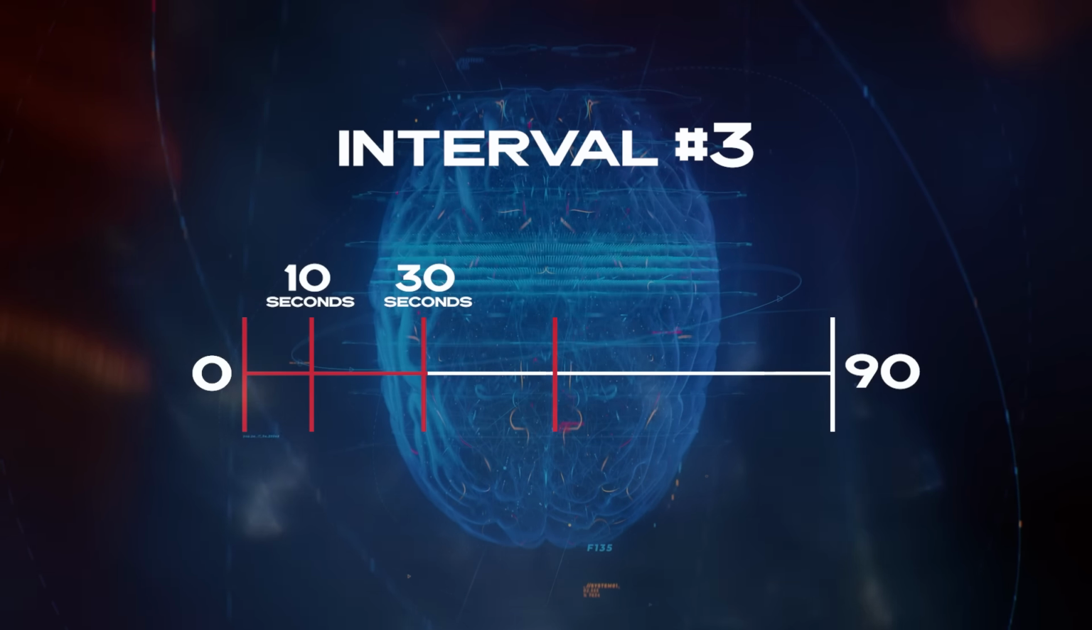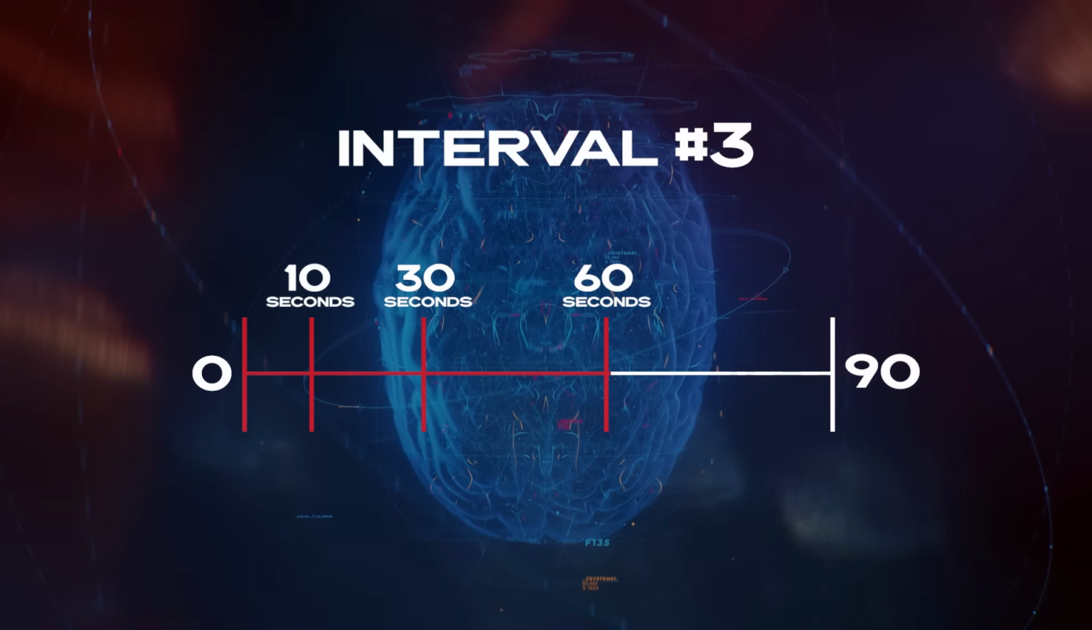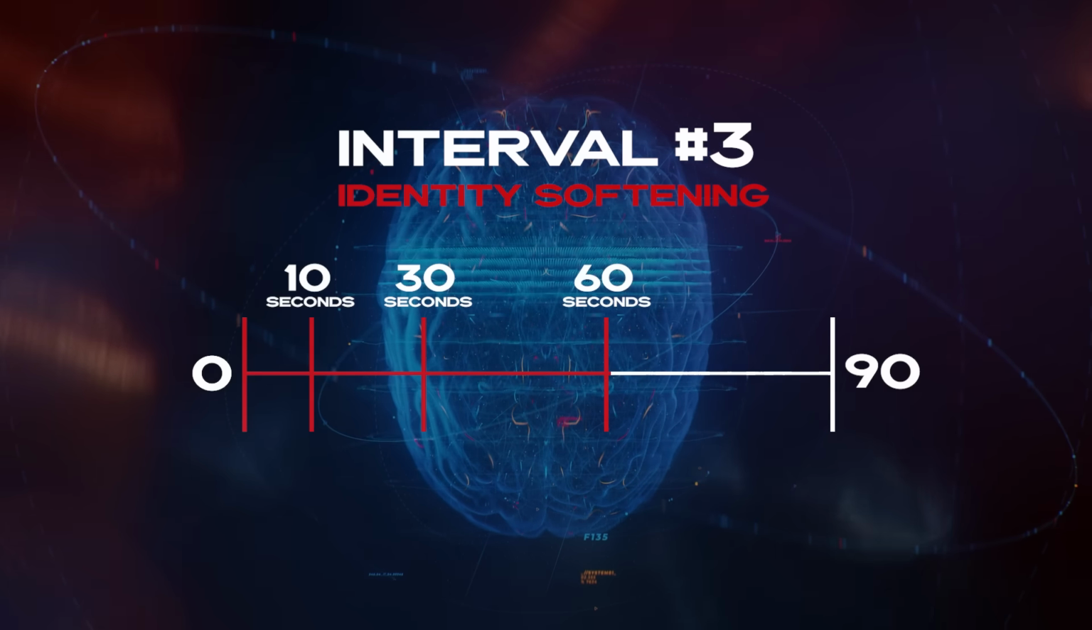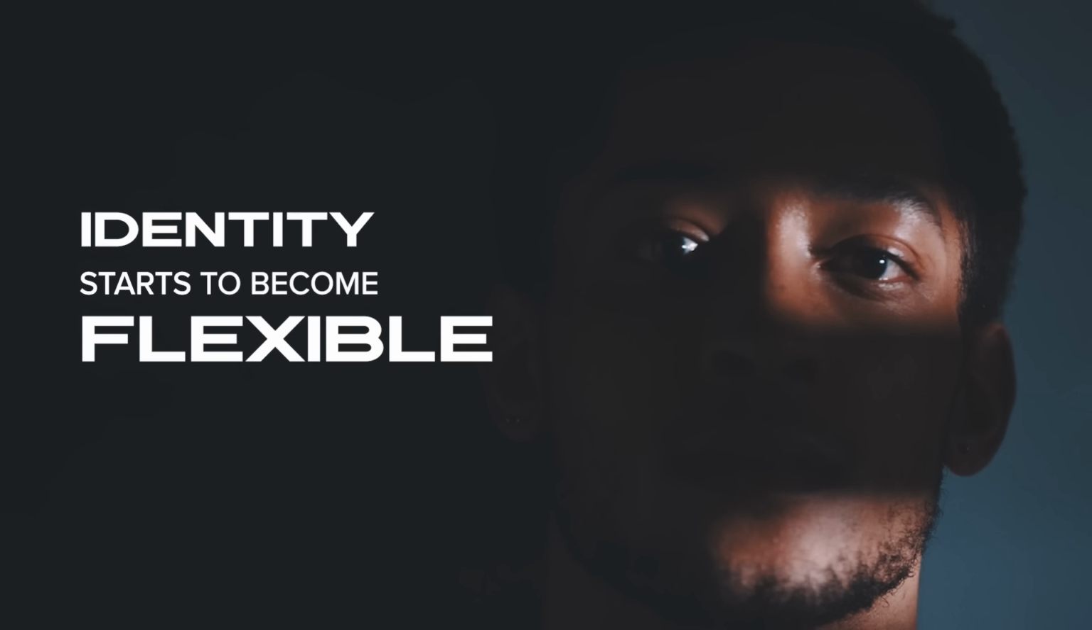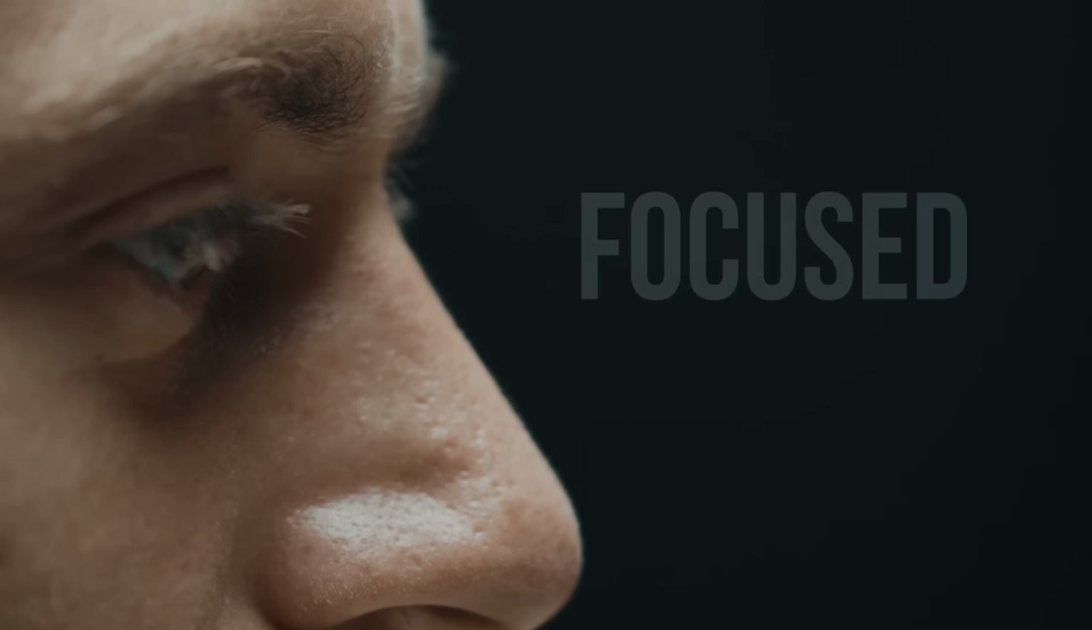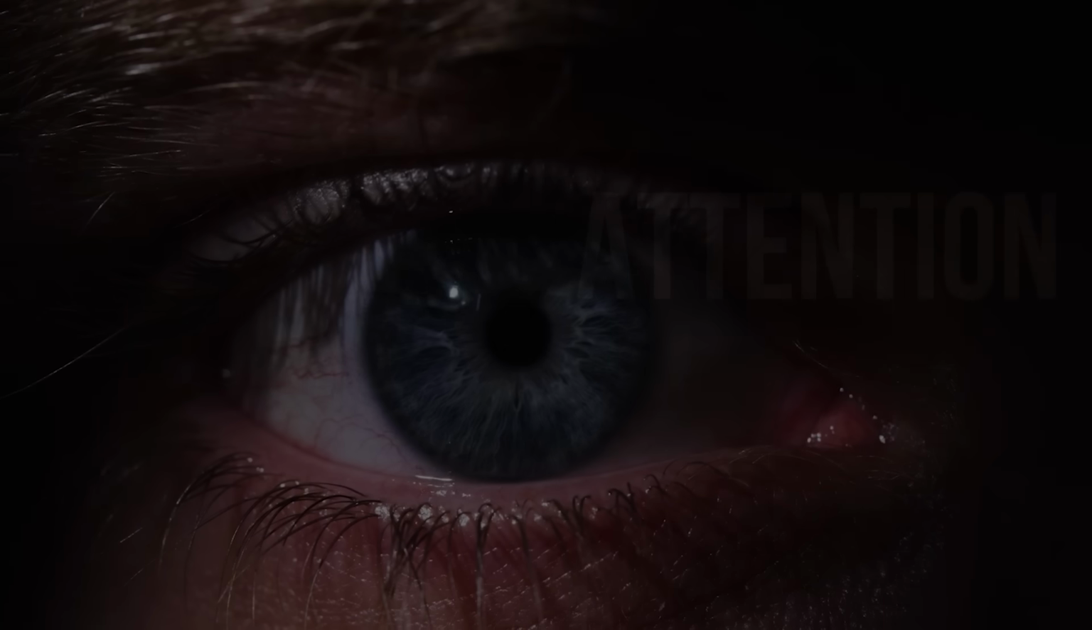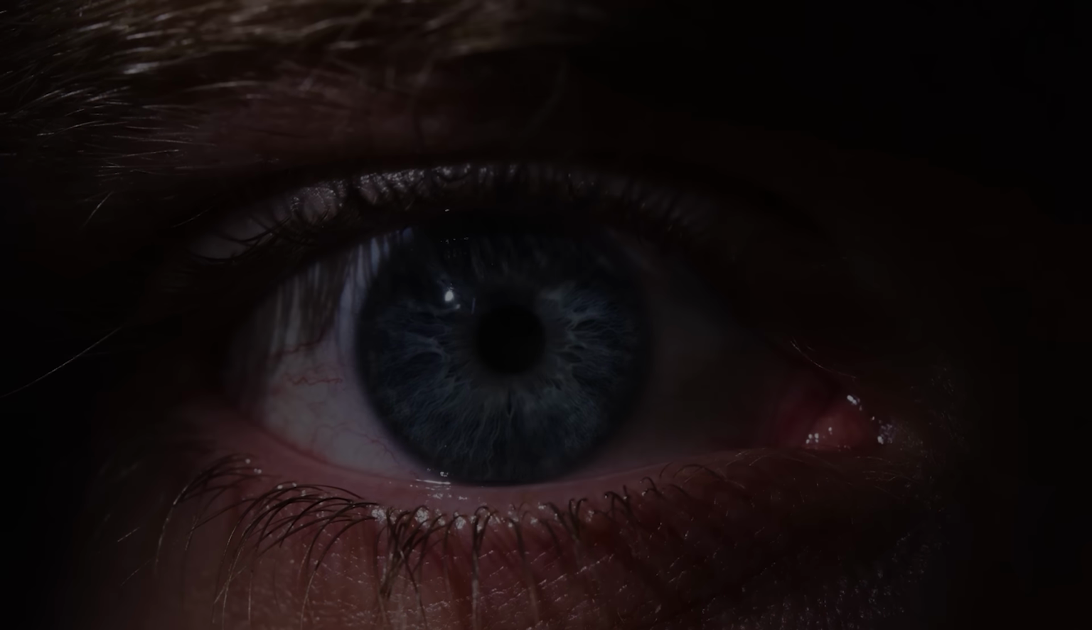And this is 30 to 60 seconds. I call this phase identity softening. So this is a moment where identity starts to become flexible. When somebody's in a state of focused attention and it's combined with a little bit of uncertainty, which is exactly where they are right now, their sense of self loosens a little bit. They become less attached to their default positions of everything.